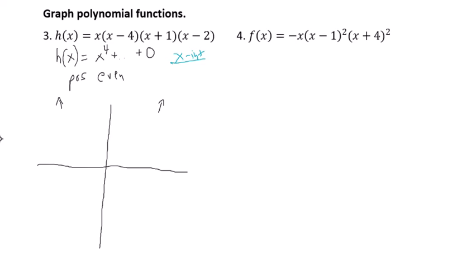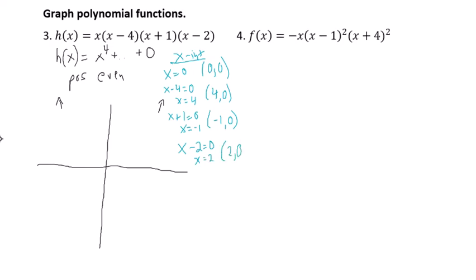For the x-intercepts, the first x is x equals 0, which will give us (0, 0). x minus 4 equals 0, which gives us x equals 4. So (4, 0). x plus 1 equals 0, which is x equals negative 1. So (-1, 0). x minus 2 equals 0. Add 2 to both sides, and you get (2, 0). Now, none of these have a multiplicity other than 1 because there are no exponents anywhere.